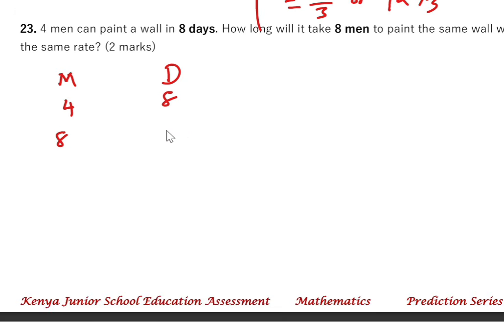So 8 men don't have the days. I like teaching students by reasoning. So you ask yourself, if 4 men can take 8 days, what about 8 men? Will they take more days or less days? You can see the number of men has increased and therefore the days will reduce. So they'll take less days. So you pick between 4 and 8, which one is less? So 4 is less than 8. So we pick the last one, 4 over 8 multiplied by 8. So by 8, 1 by 8, 1, you can see it is 4 days. They're going to take less days because the men have increased, and therefore the answer is 4 days.